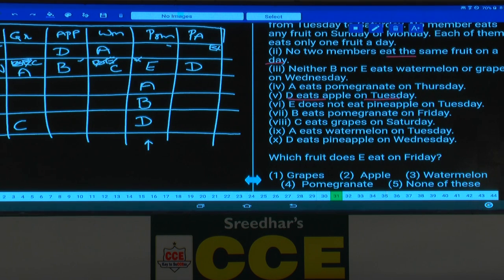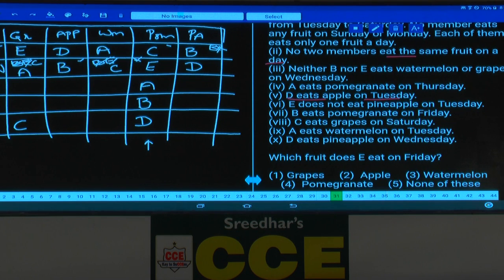If D is here, then who is the person left over? C is the person left over. As C is the person left over, coming to Tuesday, we have three: D, A and C. Now we are left with B and E. Out of which E cannot eat pineapple, that is clearly given on Tuesday. As E cannot be here, E must eat grapes. And who is the person left over here? B is the person left over.